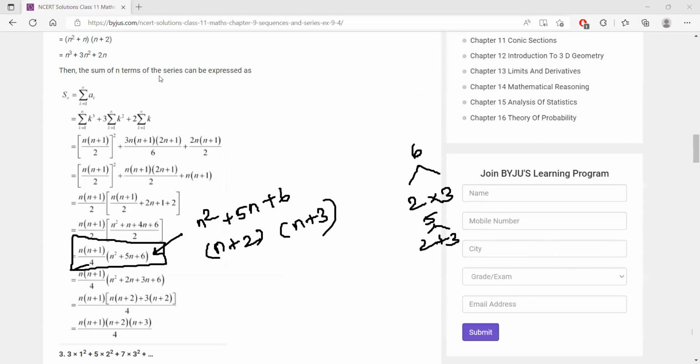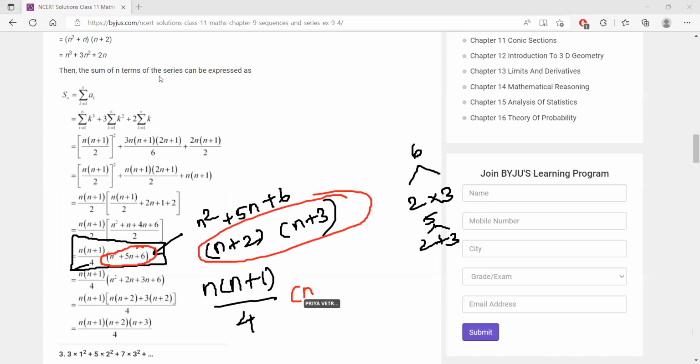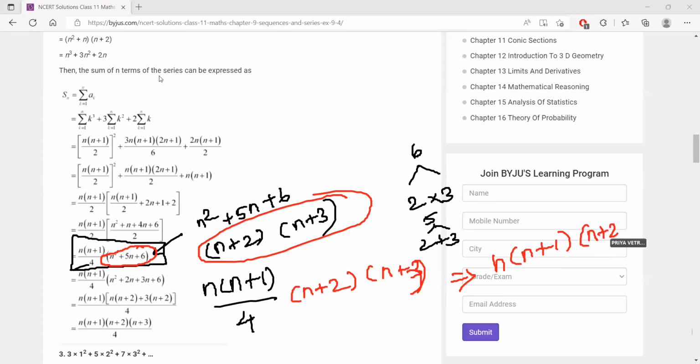So what is the simplification? After this, you have n into n plus 1 by 4. You're just writing that as it is. And instead of this quadratic, you're just writing the factors, which is n plus 2 into n plus 3. So you can just write this as n into n plus 1 into n plus 2 into n plus 3, all divided by 4. Can you follow? Yeah.